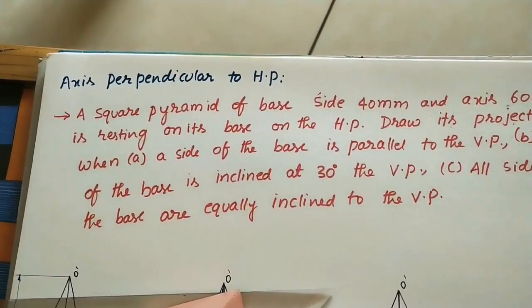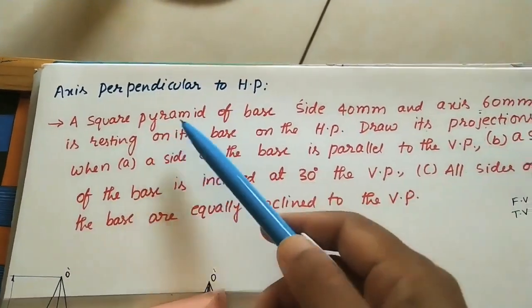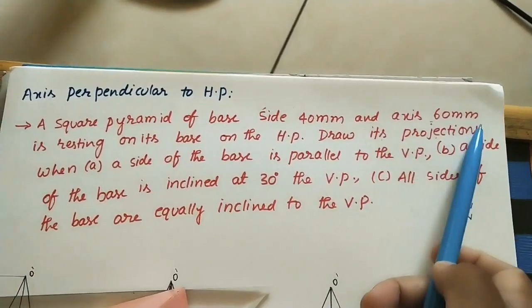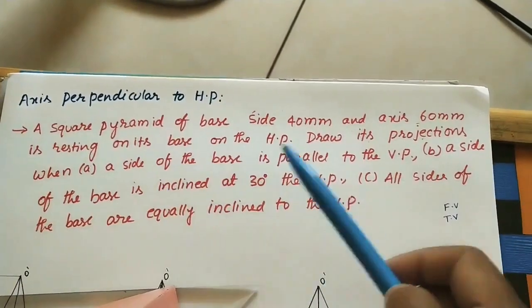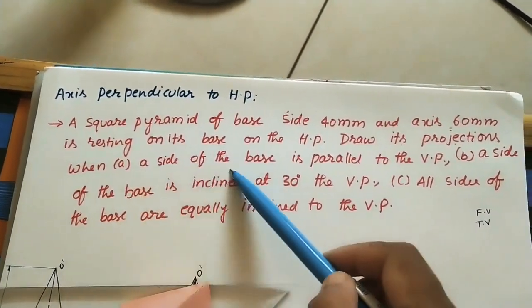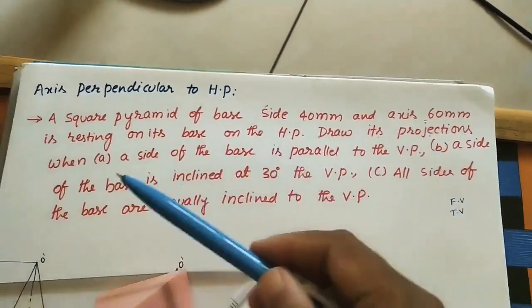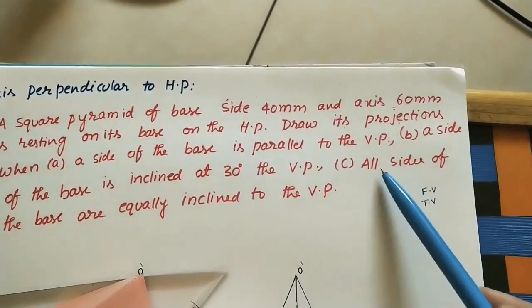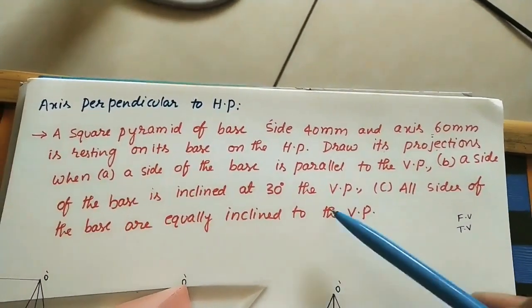Let us take the given data for doing the projections of solid. Here the given question is: a square pyramid of base side 40 mm and axis 60 mm is resting on its base on the HP. Draw its projections when, first, a side of the base is parallel to the VP; second, a side of the base is inclined at 30 degrees to the VP; third, all sides of the base are equally inclined to the VP. This is the given data.